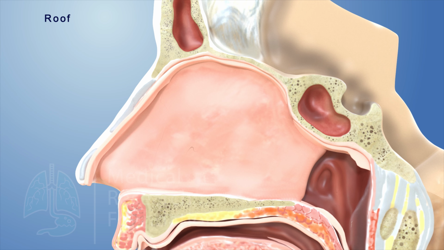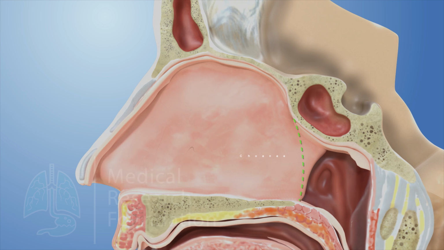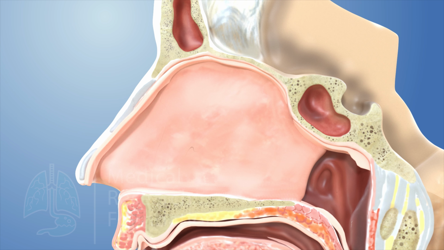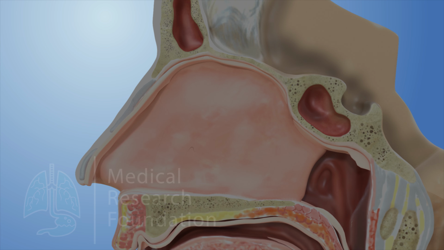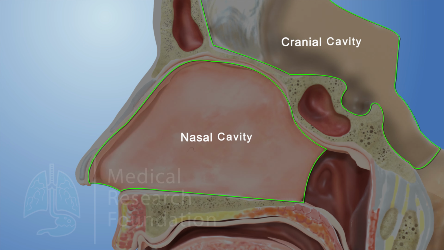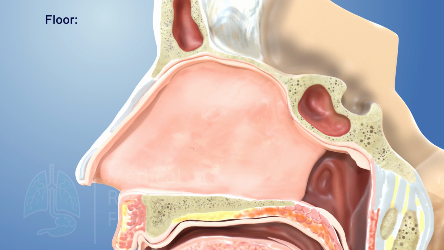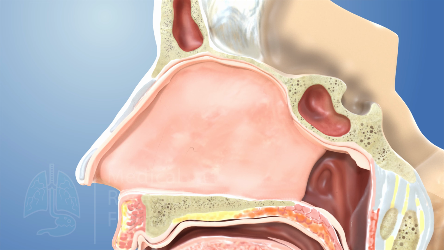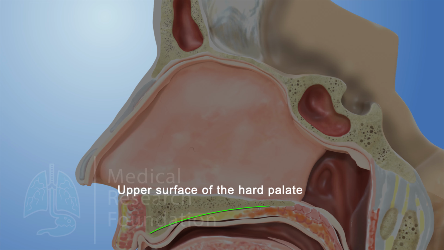Roof. The roof is very narrow in front and widens to about 1 centimeter near the choanae. It is horizontal in the middle third, where it is formed by the cribriform plate of the ethmoid. Through this, the olfactory nerves enter the cranial cavity from the nasal cavity. Floor. The floor is almost horizontal. It is formed by the upper surface of the hard palate.